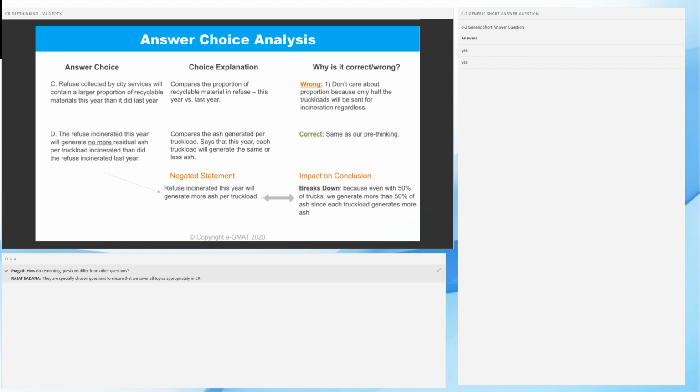Okay. Choice D is the correct answer. It talks about average ash generated per truckload. And yeah, you look at the negation of this and you'd see the conclusion breaks down.